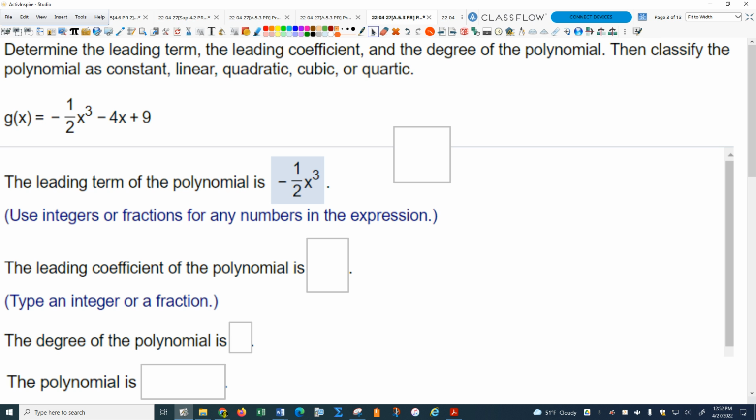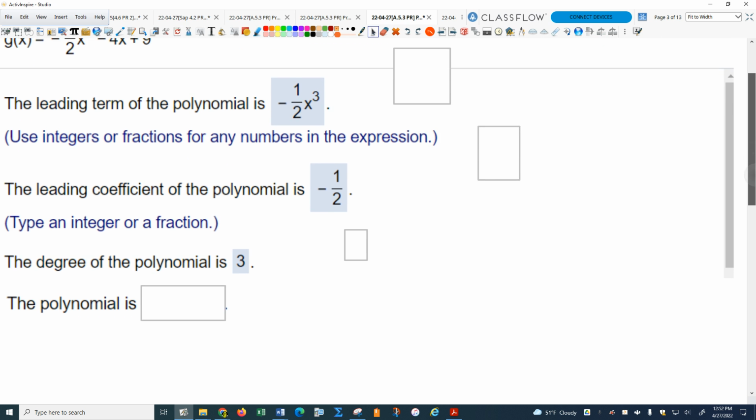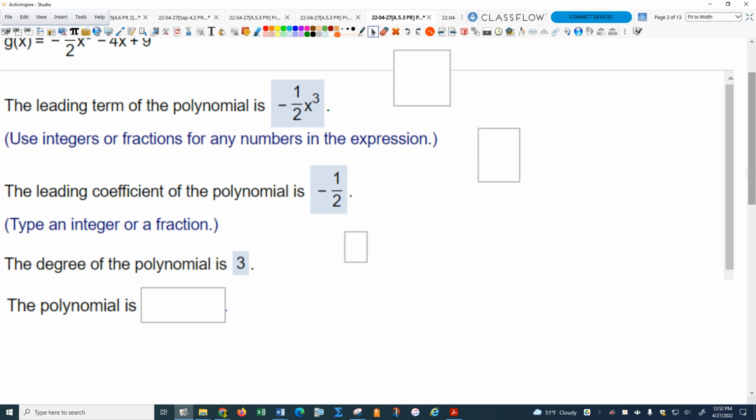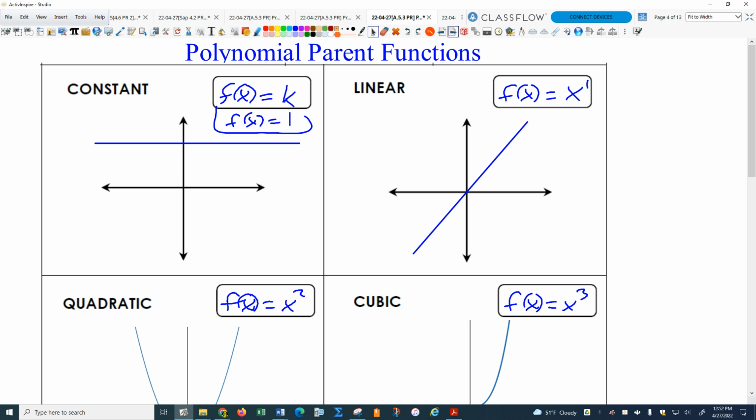Leading term is just the first one, okay? So now, what's the leading coefficient? -1/2. In the leading term, it's just what's being multiplied by x. What's the degree of the polynomial? 3. Okay, and then just a little reminder here from the other day. What do we call a polynomial that has a degree of 3? Cubic. There we go. We call that cubic, right?